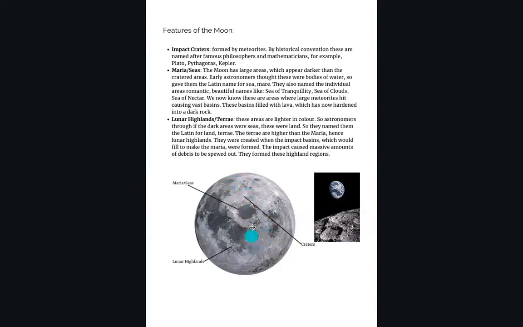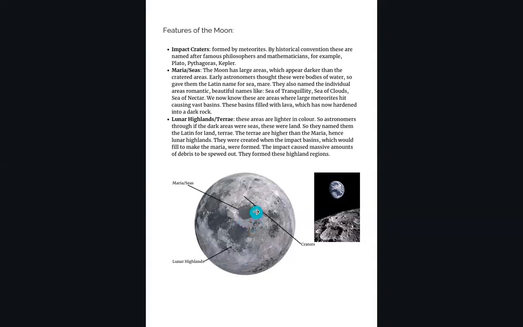The whiter regions round about, we call these highlands, the lunar highlands or terra. And they're lighter in colour. And this again comes back to the historical origins of when people were first really studying the moon. They saw the darker areas which they thought were seas, and so they thought the lighter regions were land. And so they gave them the Latin name Terra. And that means higher than the seas, higher than the Maria. Hence we call them the lunar highlands.